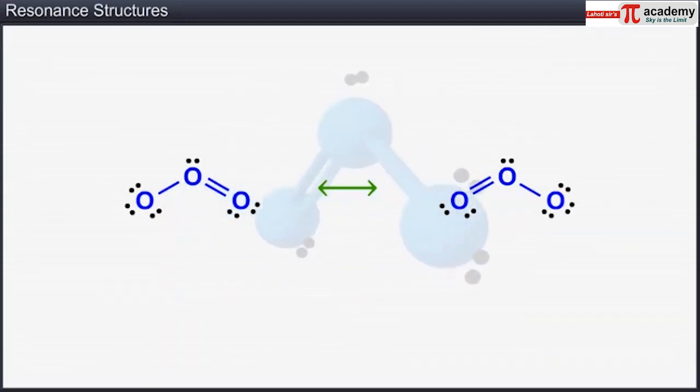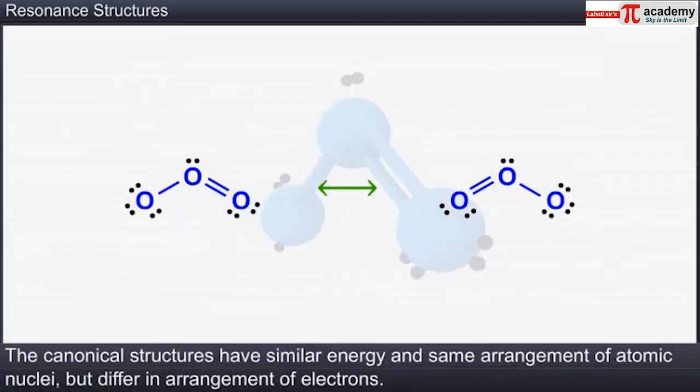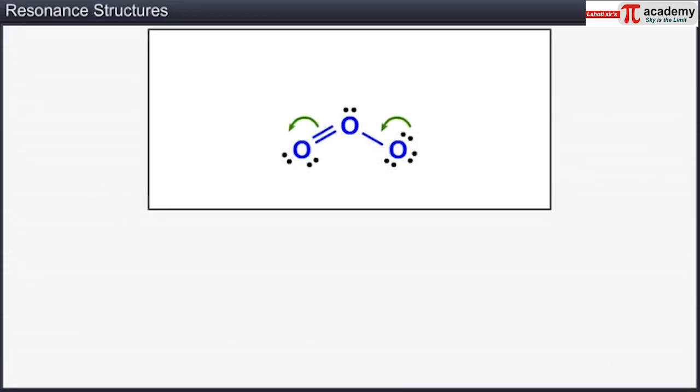Any two resonating structures are represented by inserting a double-headed arrow between them. It is important to note that there is no equilibrium between the canonical forms. All the canonical structures have similar energy and the same arrangement of atomic nuclei, but differ in the arrangement of electrons. However, the molecule never actually has the structure of any of the canonical forms at any point of time.